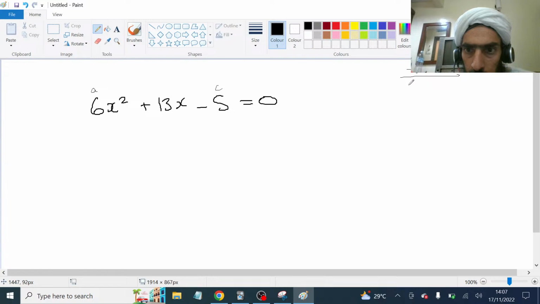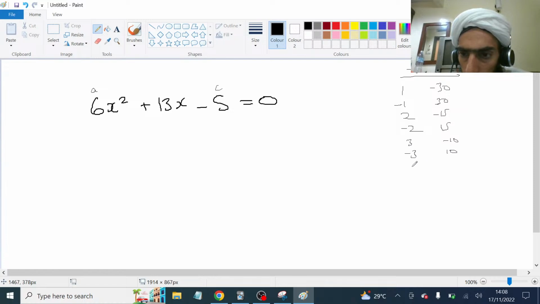Think of the factors of minus 30, and we will start in order. So 1 and minus 30, minus 1 and 30, 2 and minus 15, minus 2 and 15. Keep going until you've got all of them, is the best thing to do. 5 and minus 6, minus 5 and 6. When you can't get any more, then take a look through. The middle number is plus 13. So you're trying to get which pair will add to get plus 13.